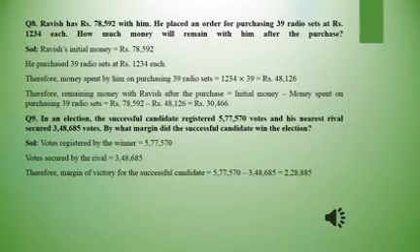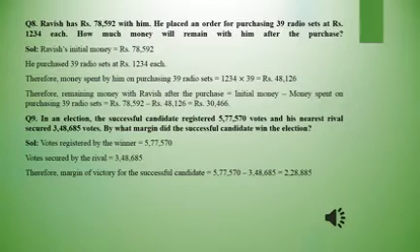Therefore, the money which will be left with him would be the initial money which Ravish had, minus the amount he spent on purchasing the 39 radio sets, which is 48,126. That is initial money minus the money spent by him. So it is 78,592 minus 48,126, which is 30,466. So this is the money which will be left with Ravish after he purchases 39 radio sets.